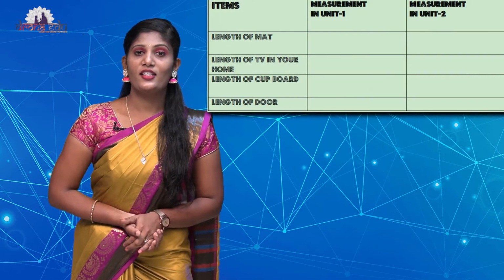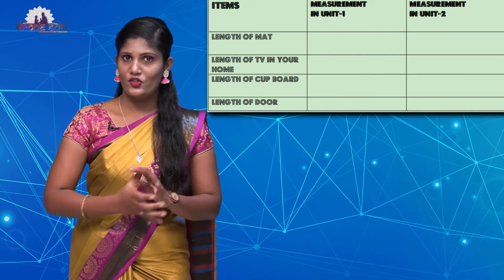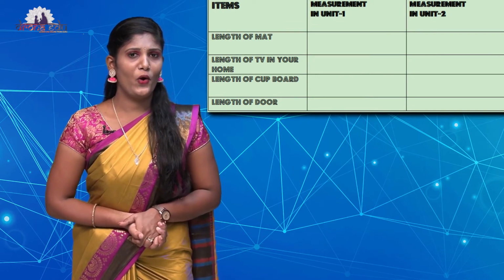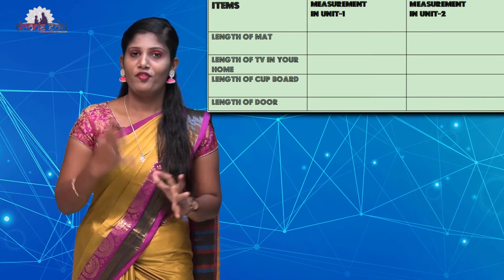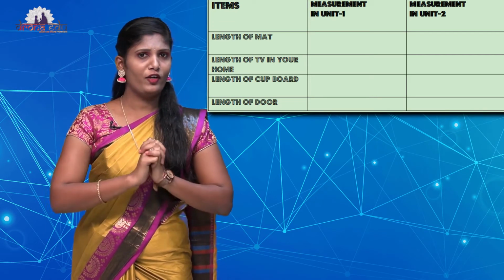So here the activity is to measure the length of the following items in your house, by using any 2 non-standard units of your choice, right? And record it in the following table and compare the results. So now children, here one table is there, right? I have given some items that are in your home. So are you seeing this table? First item is length of mat. Yes, so mat will be in everyone's house, right?